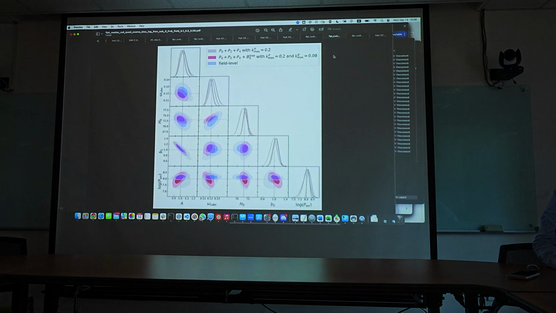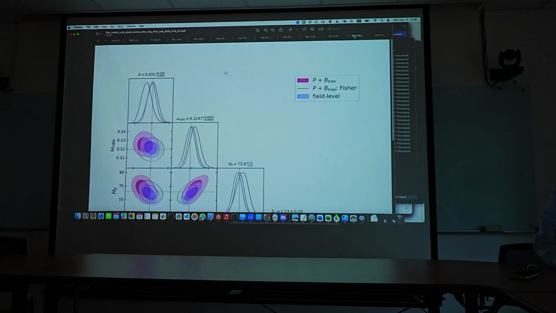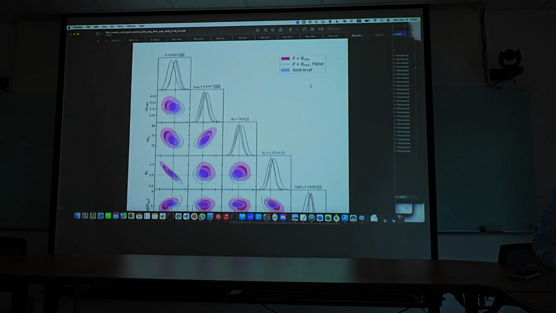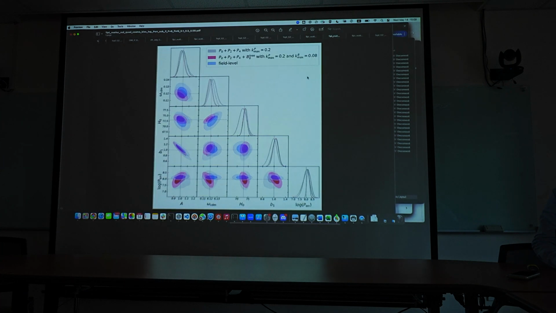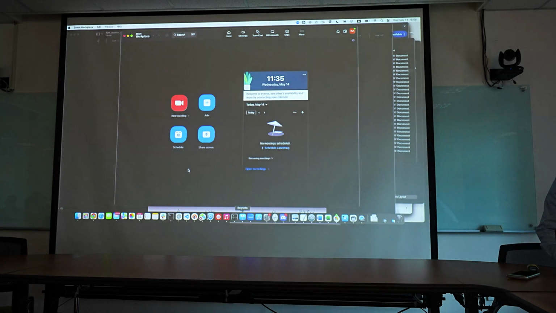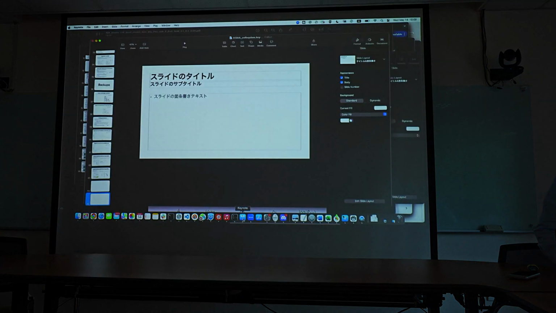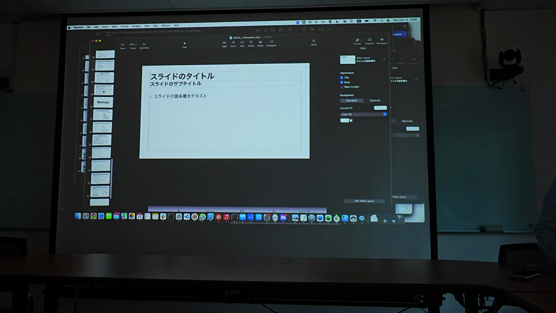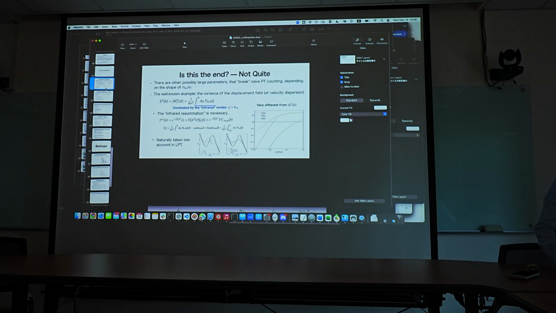I'm more curious whether P plus B gives a similar level to field level. Maybe if you add the trispectrum, it might be better than field level. No. Why? If the improvement from adding the bispectrum is significant, you can expect some improvement from the trispectrum. No, okay, I can say something about that.